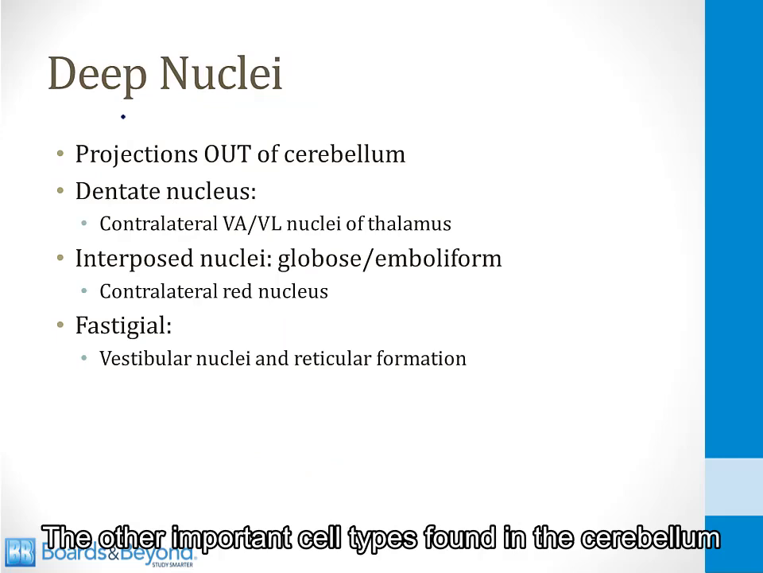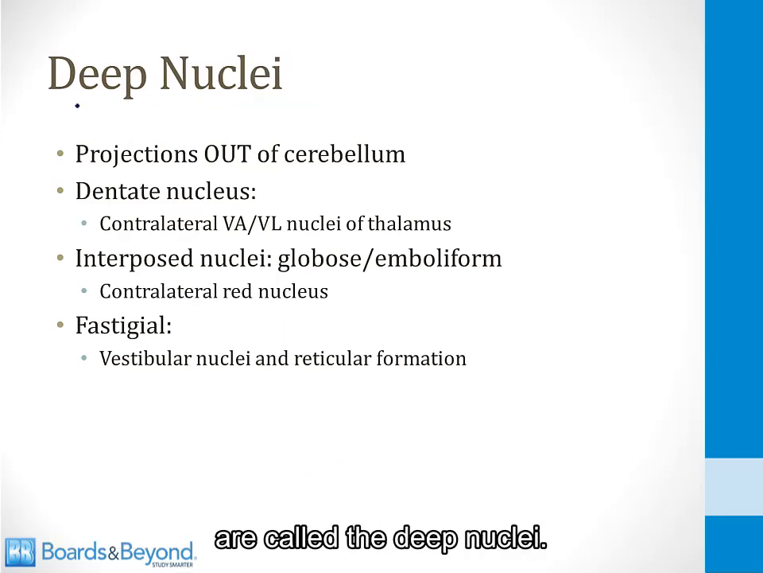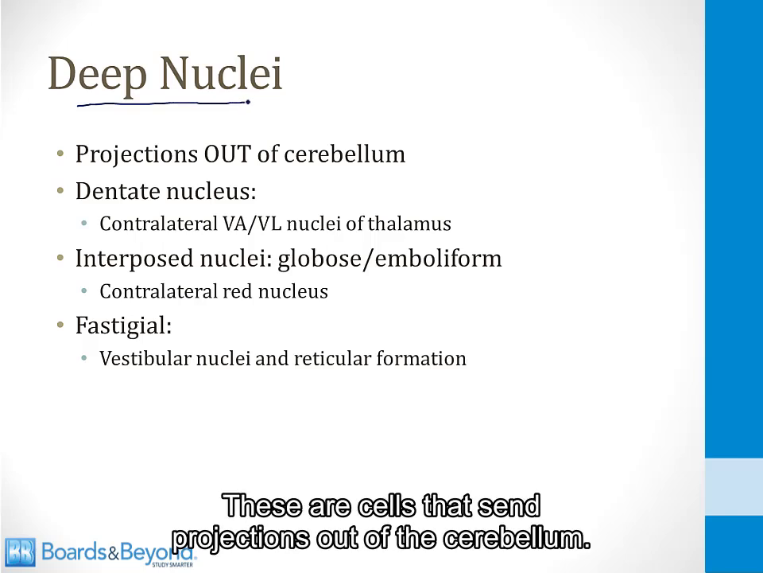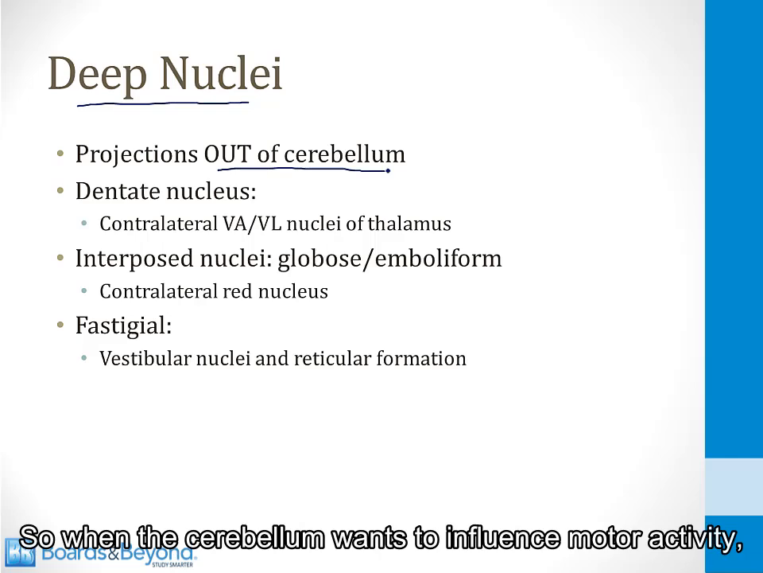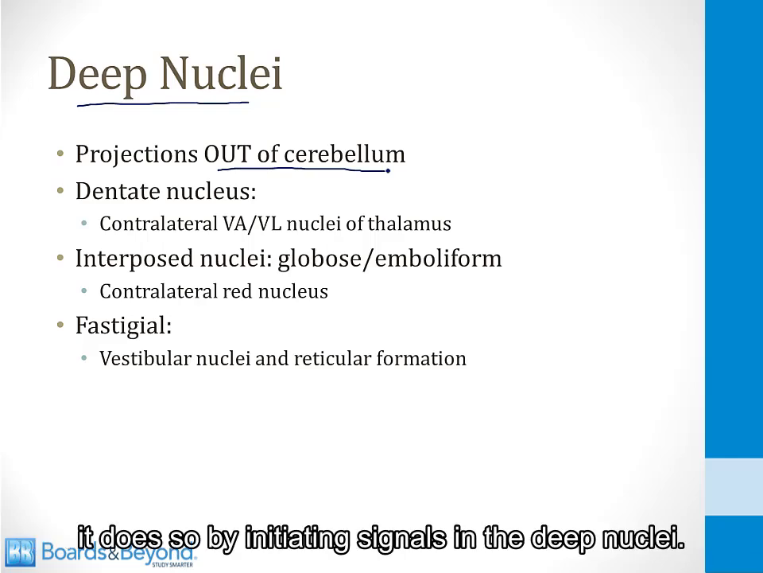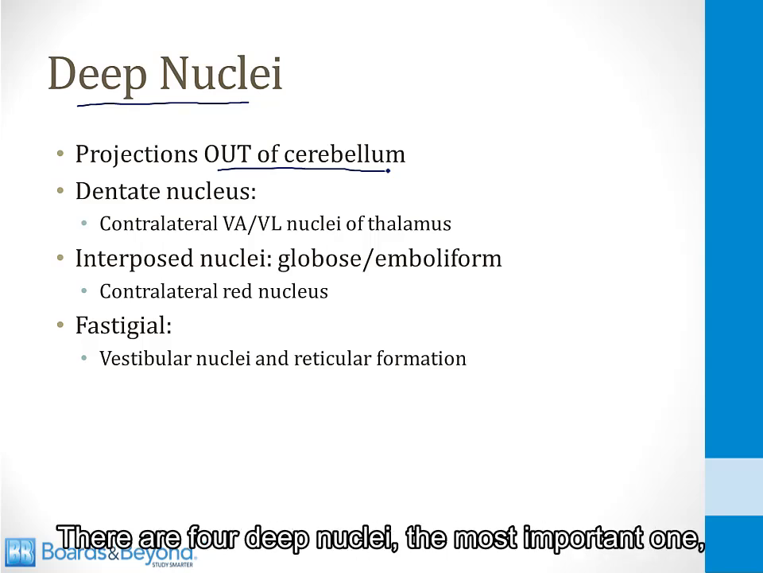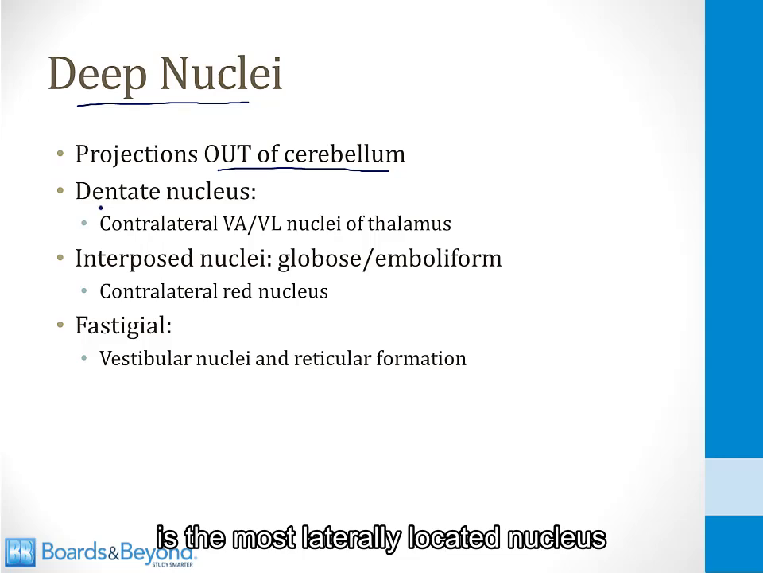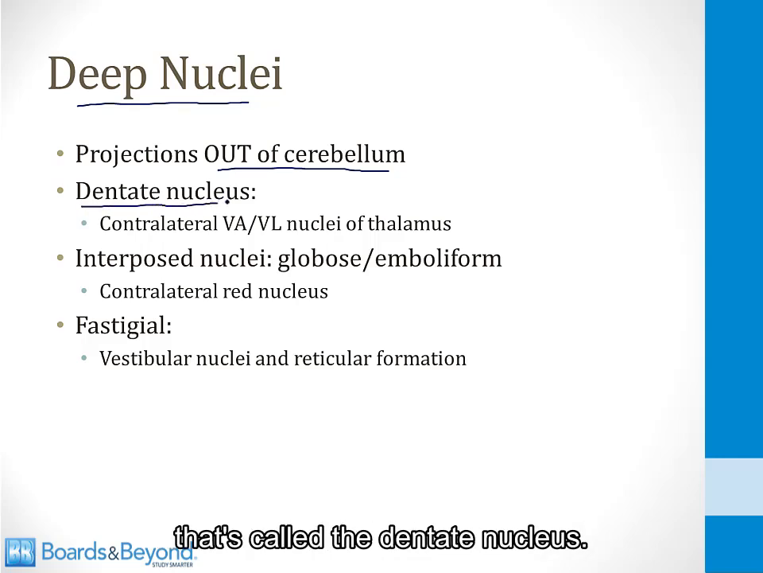The other important cell types found in the cerebellum are called the deep nuclei. These are cells that send projections out of the cerebellum. So when the cerebellum wants to influence motor activity, it does so by initiating signals in the deep nuclei. There are 4 deep nuclei. The most important one is the most laterally located nucleus. That's called the dentate nucleus.